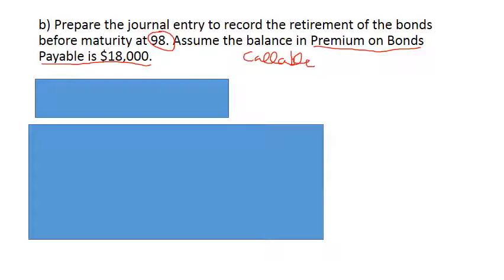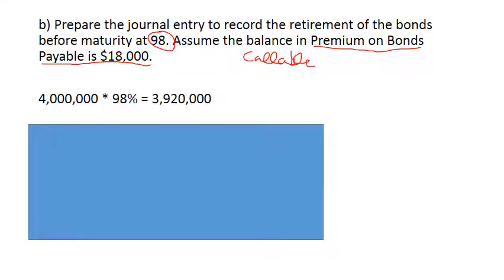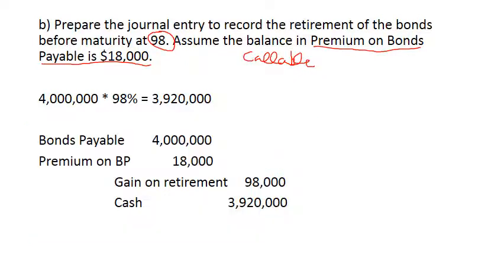So when we go to do this transaction, we have to figure out what numbers to record. So the first thing we want to record is clearing off the bonds payable. So the bond payable we have to take off the books is the whole $4 million. And since it says the premium on the bonds is $18,000, we have to take off the premium as well. The amount we're going to be paying is the $4 million times the 98, because that's what we're paying to get the bonds back. So the cash outflow will be $3,920,000, and then we have to make this balance.